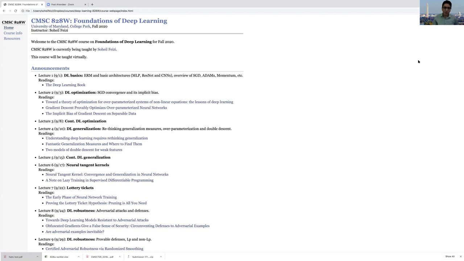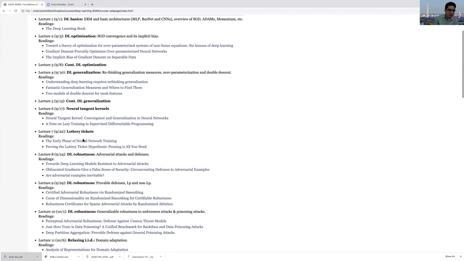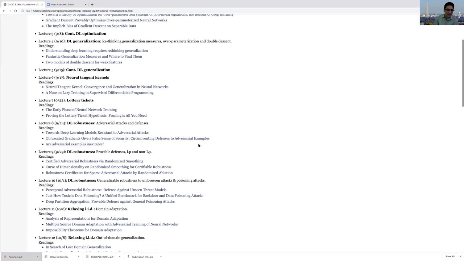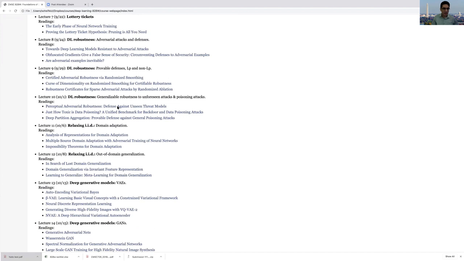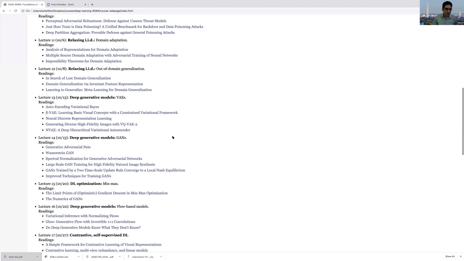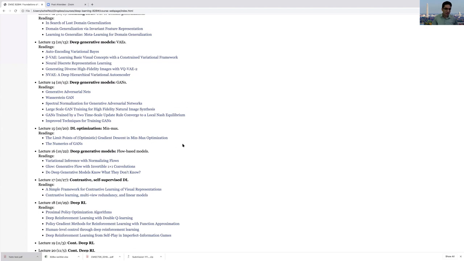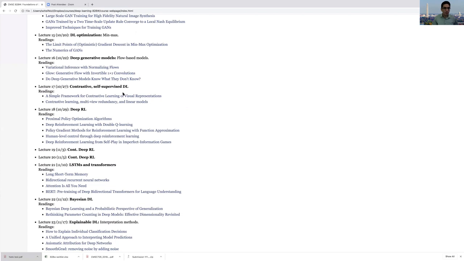So topics that we are going to cover, these are pretty advanced and modern topics, including deep learning optimization, deep learning generalization, neural tangent kernels, lottery tickets, deep learning robustness in terms of adversarial attacks and defenses. Then we are going to look into relaxing the IID assumption in terms of domain adaptation and out-of-domain generalization. We'll spend a couple of lectures on deep generative models, VAEs, GANs, flow-based models, and their min-max optimization problems. We'll spend a lecture on self-supervised deep learning, and a few lectures on deep reinforcement learning.